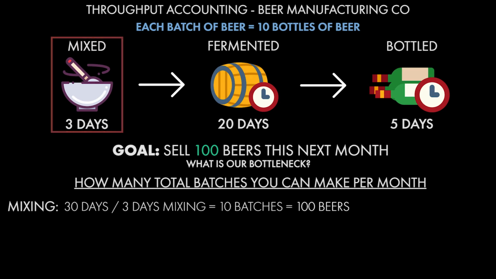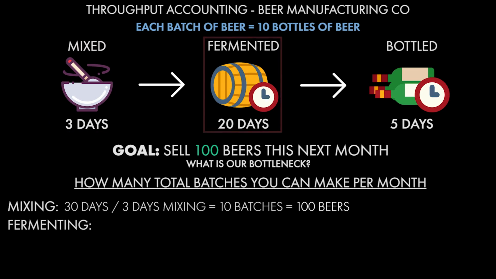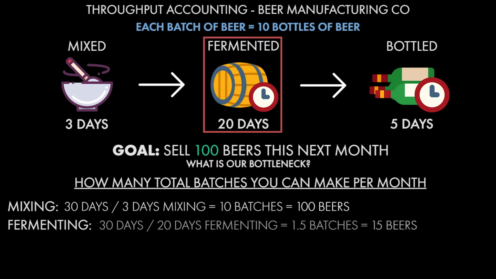Let's go to the next step, which is fermenting. Fermenting takes 20 days to do a single batch. Now in your traditional month of 30 days, it only gives you 1.5 batches of beer, which is only 15 total beers, way less than the 100 beers that we have as a goal for this month's production. So as of right now, it looks like fermenting may be a bottleneck.